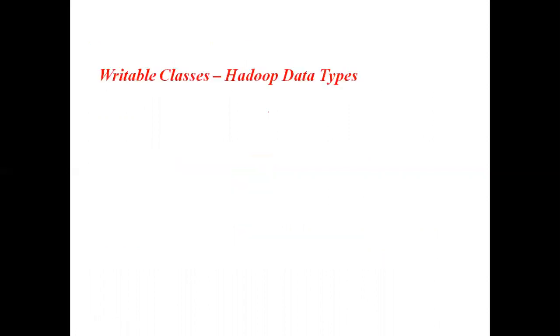Now today we have to see what are the writable wrapper classes in Hadoop. We know the wrapper classes in Java. For all the primitive data types in Java, classes are available. Those classes are called the wrapper classes. We know what are the primitive data types in Java: byte, short, int, long, float, double, char, boolean. 8 primitive data types are available in Java.